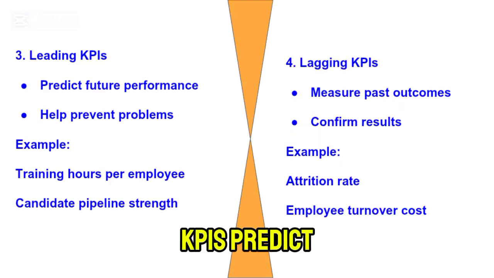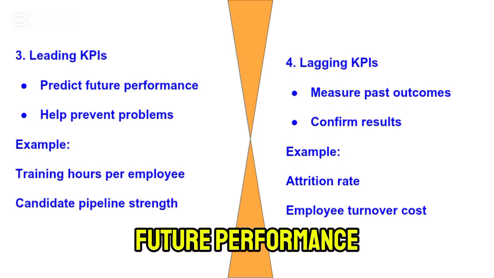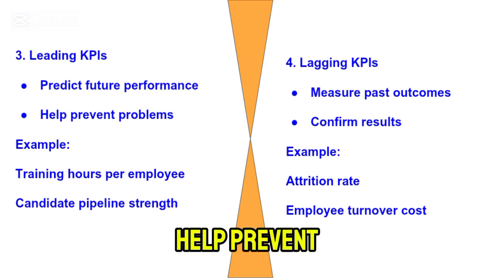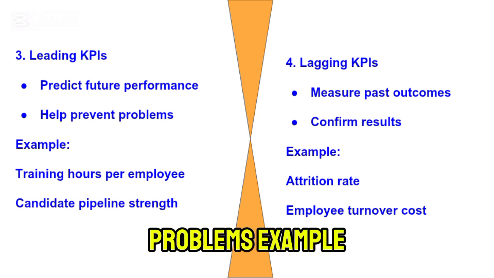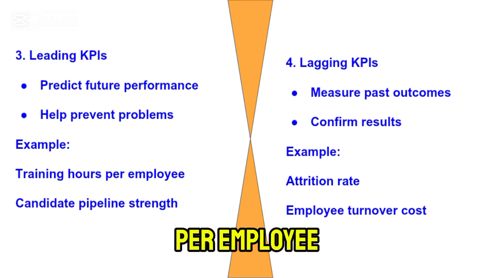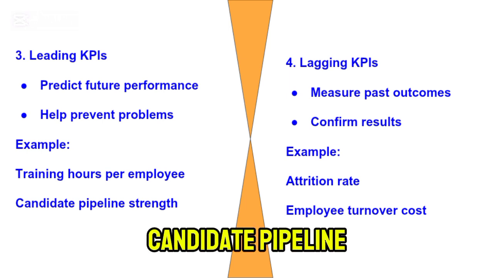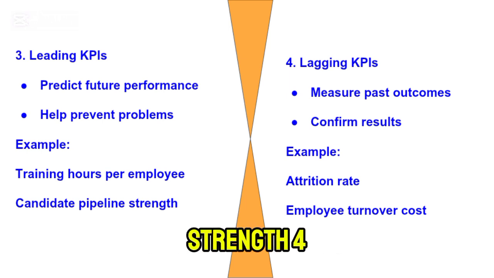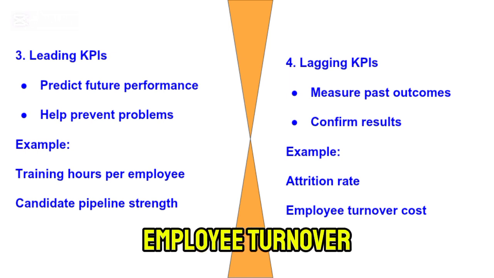3. Leading KPIs. Predict future performance. Help prevent problems. Example: training hours per employee, candidate pipeline strength. 4. Lagging KPIs. Measure past outcomes. Confirm results. Example: attrition rate, employee turnover cost.